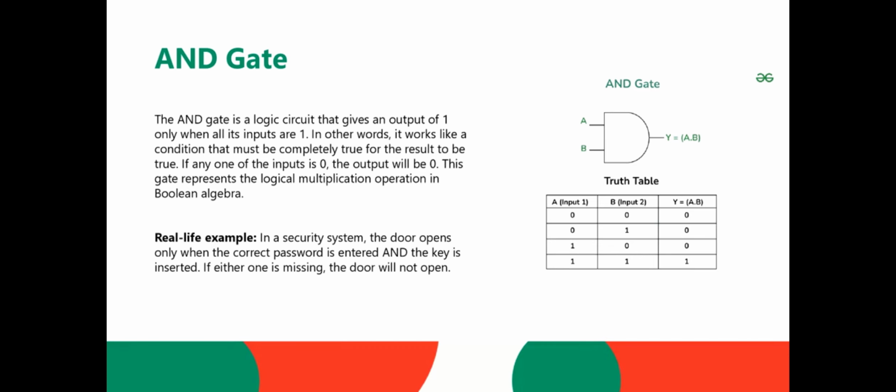In a real life example, AND gates are used in security systems. The door opens only when the correct password is entered and the key is inserted. If either one is missing, the door will not open.